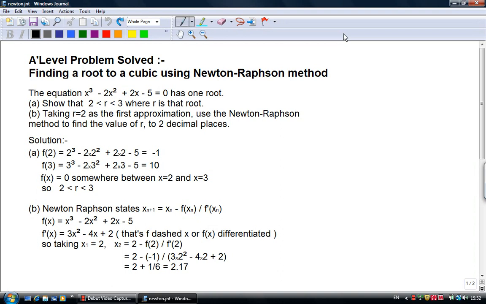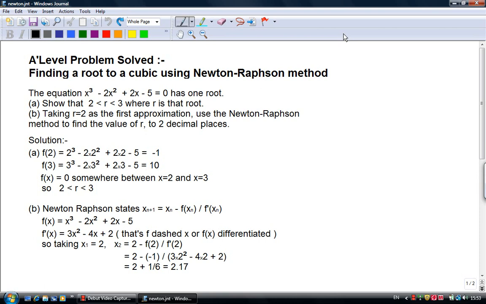We're going to find a root to a cubic using the Newton Raphson method. The equation x cubed minus 2x squared plus 2x minus 5 equals 0 has one root. Show that the root r lies between 2 and 3. On the second part, taking r equals 2 as the first approximation, use the Newton Raphson method to find the value of r correct to 2 decimal places. And here's the solution.